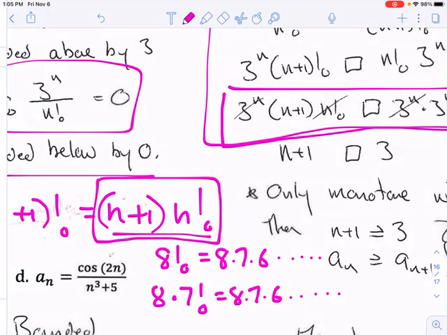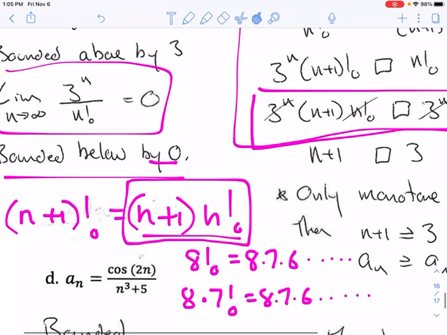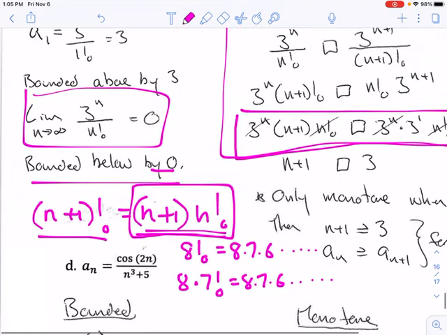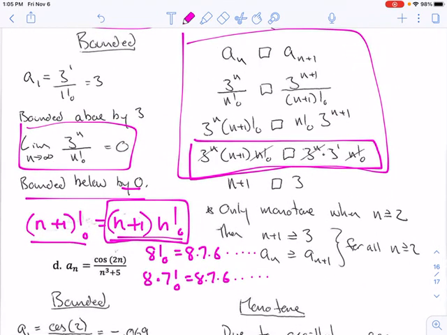Taking the (n+1)! and rewriting it as (n+1) times n!. Okay, so that's what I did here. That's how I broke that up. And so then the n factorials cancel, the 3 to the n's cancel. All we have is n plus 1 and a 3.